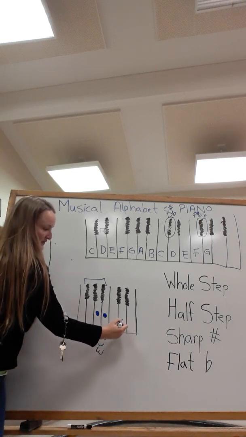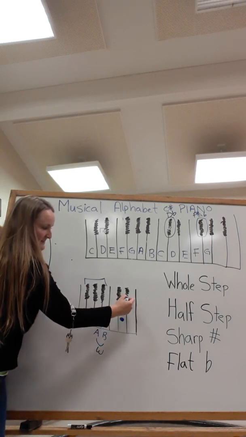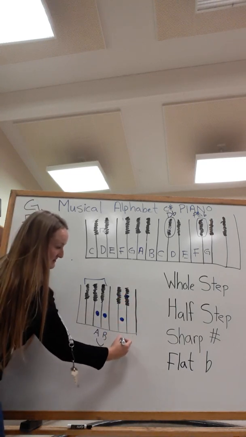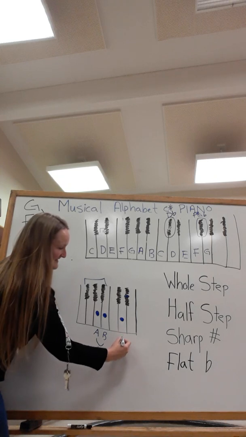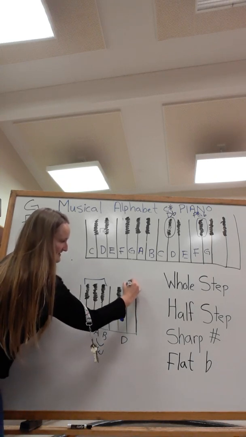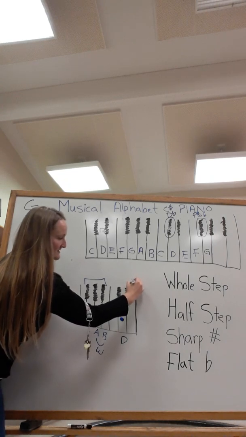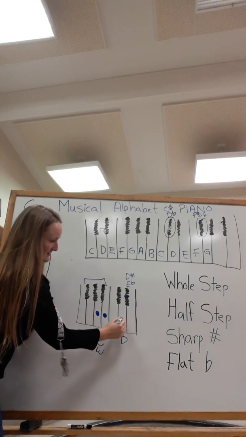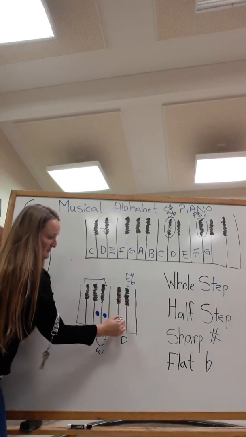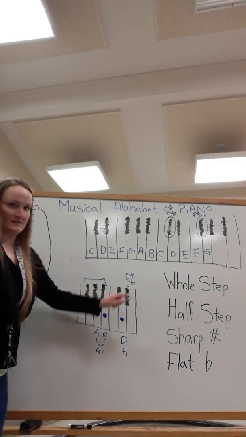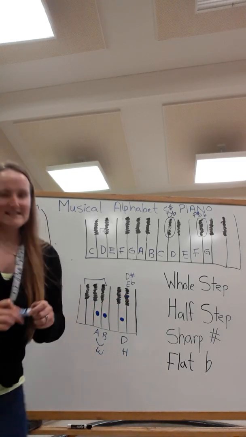If I were to go from this key right here to this key right here, which is what letter? D up to E sharp. Sorry, E flat, excuse me. Or D sharp, whichever one floats your boat. Is that a whole step or a half step? It's a half step. Okay? Does that make sense?